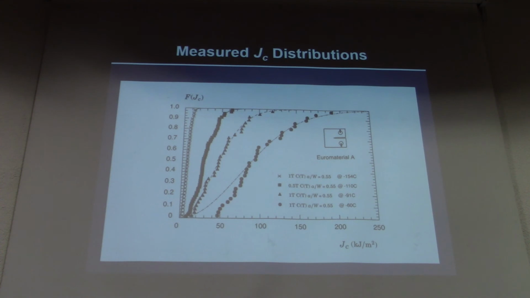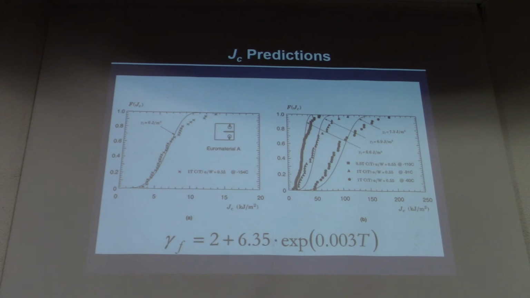So I'm going again to show you the experimentally measured distributions. And these are the predicted distributions. You can see here that, particularly for the minus 110 and minus 91, the prediction is fairly good, quite good. At minus 60, we are reaching the upper shelf. So actually, most of the hypotheses, particularly the weakest link, which implies the Beremin model, do not work that well. But nevertheless, you can see here a decent description of the experimentally measured data. Okay.